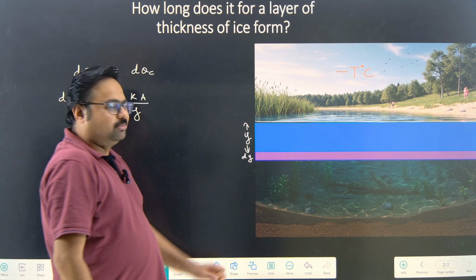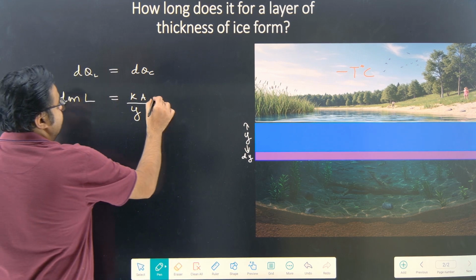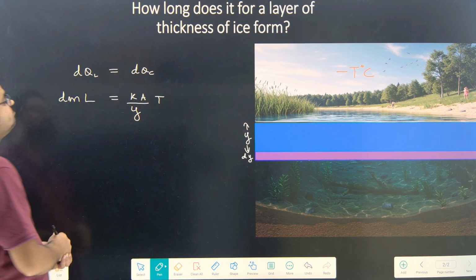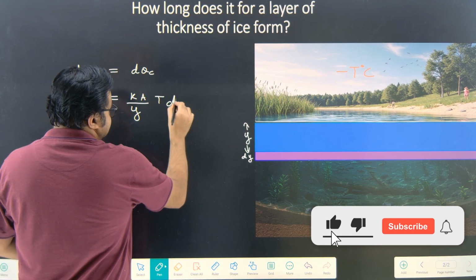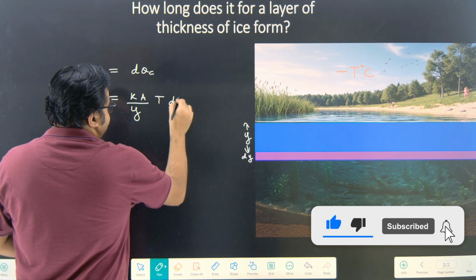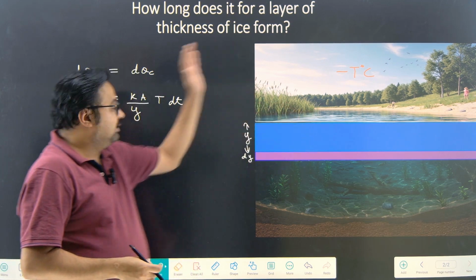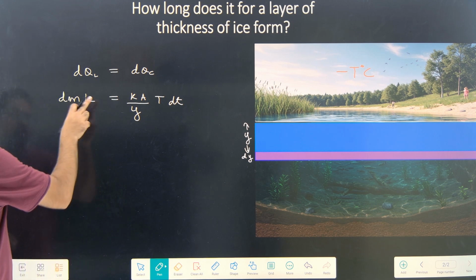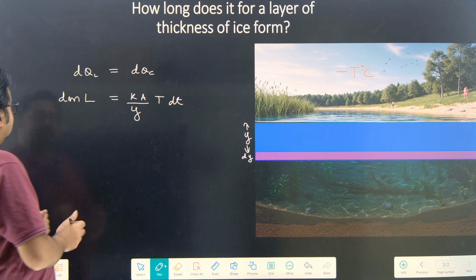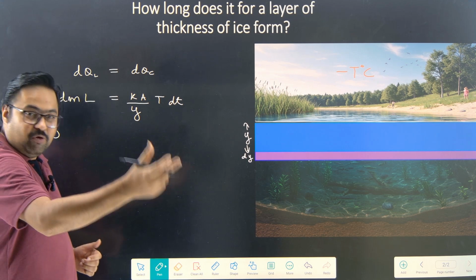I told you we have assumed that this is at 0 degrees Celsius and that is at minus T. So the temperature difference is T, multiplied by time, which I shall say is dt, because dt is the tiny amount of time in which that heat has escaped to the outside surrounding. You can write this tiny mass dm as density into tiny volume.